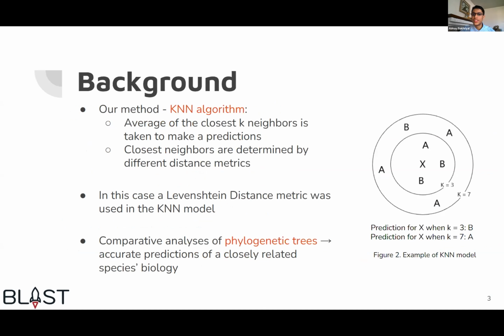So our model uses the KNN algorithm, or k-nearest neighbors. The average of the closest k neighbors is taken to make predictions. On the right, we have a KNN example. The prediction for x when k equals 3 neighbors is b, because b is the most frequent value out of those 3 neighbors. And the prediction for x when k equals 7 neighbors is a, because a is the most frequent value out of those 7 neighbors.